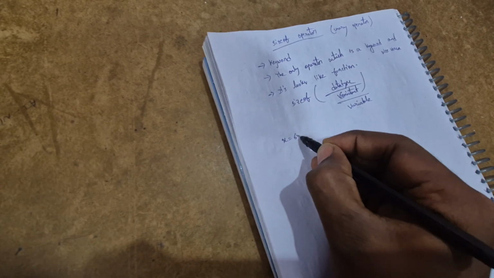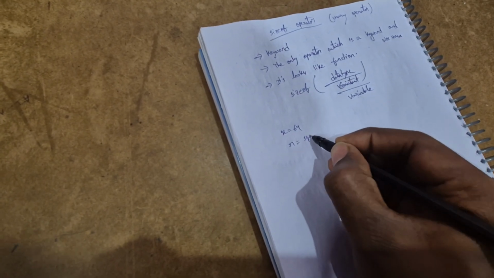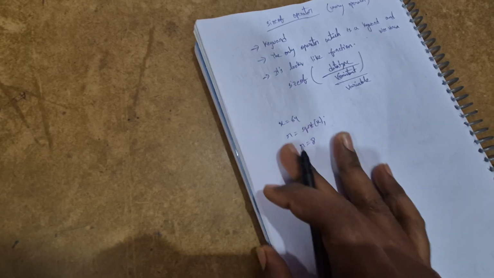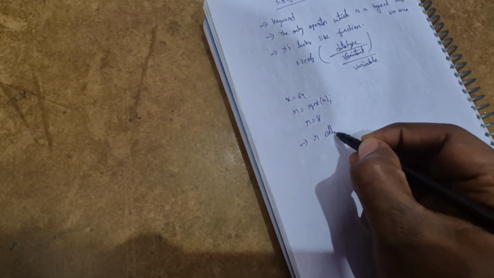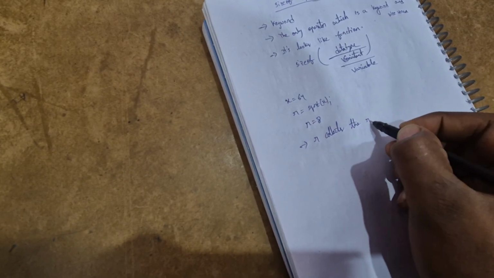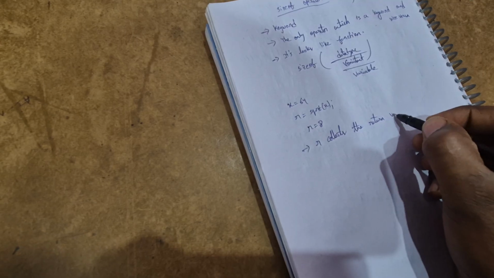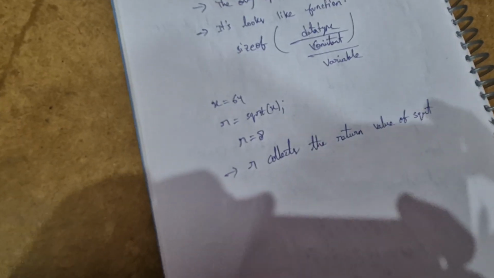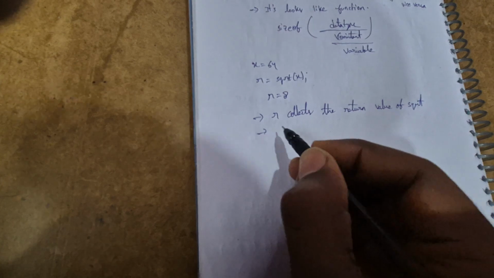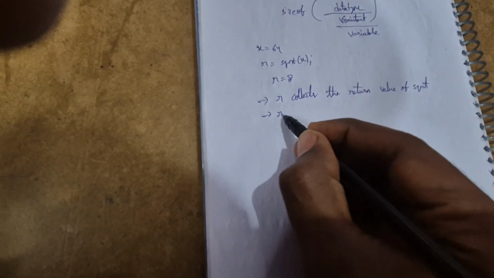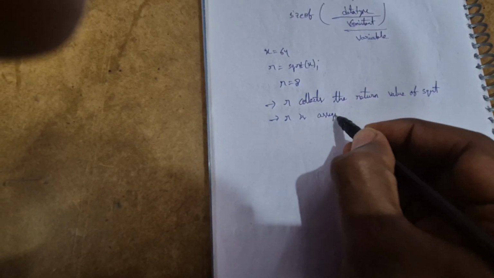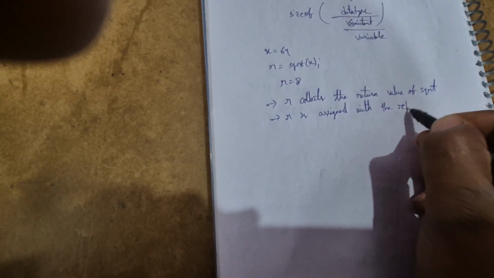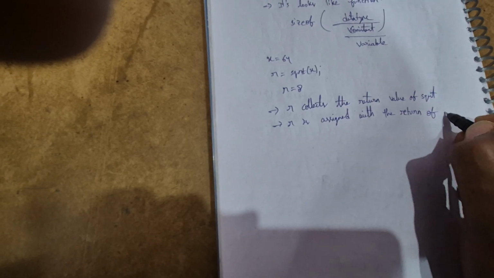These are used like this: x equal to, suppose, 64, r equal to square root of x. That means r equal to 8. This r collects the return value of square root. And r is assigned with the return value of the square root function.